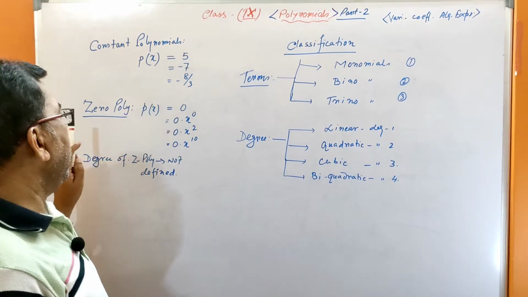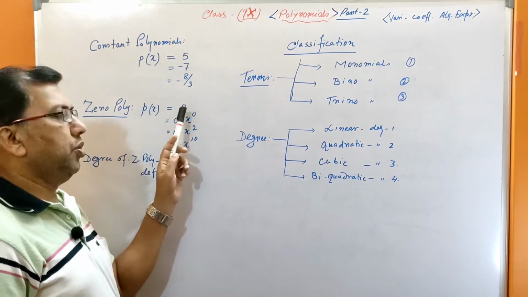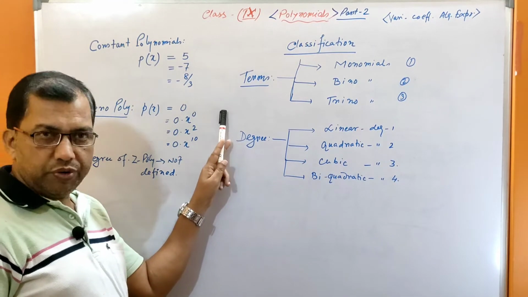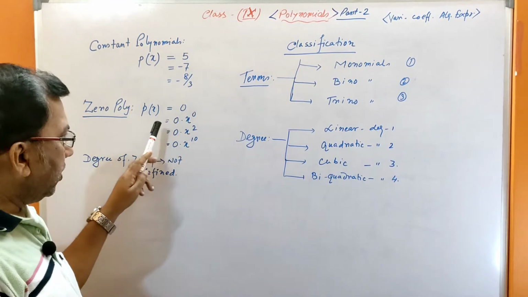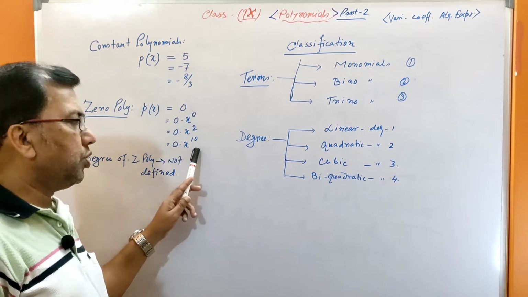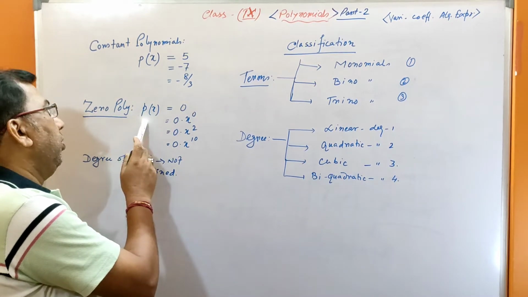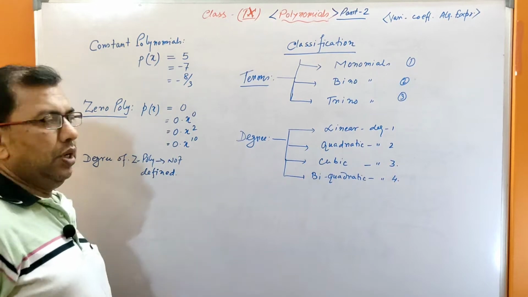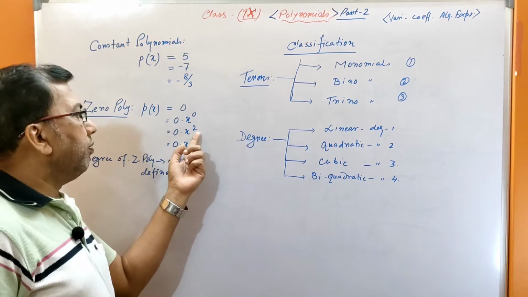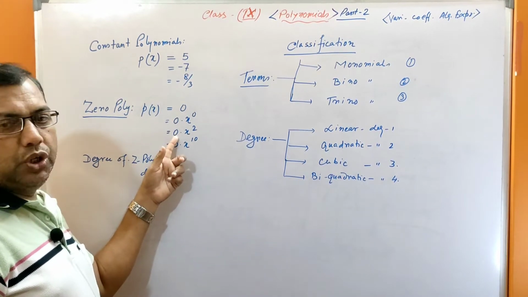Okay, and what is the zero polynomial? Yesterday also I discussed p(x) equals 0. 0 is called the zero polynomial, and 0 can be written as 0 into x to the power 0, 0 into x to the power 2, 0 into x to the power 10, whatever you can write. So p(x) is a zero polynomial, meaning p(x) is equal to 0. Whatever the variable, whatever the power, the multiplication is always 0.